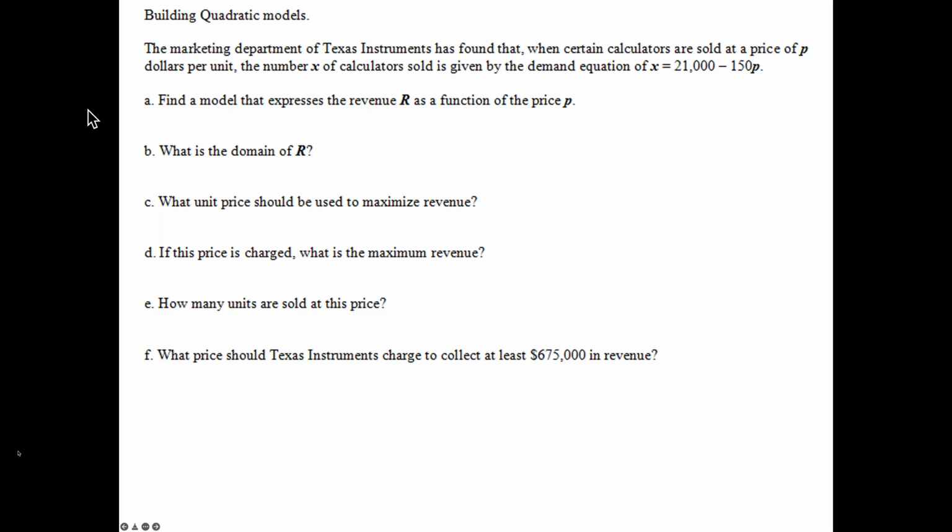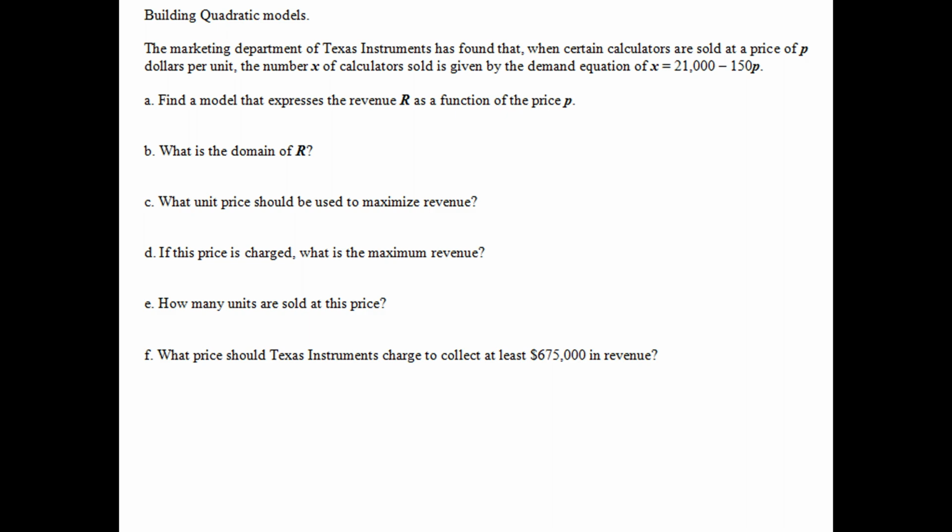All right, here's our video for section 4.4, building quadratic models, given verbal description. So the marketing department of Texas Instruments has found that when certain calculators are sold at a price of P dollars per unit, the number X of calculators sold is given by the demand equation X equals 21,000 minus 150P. Find a model that expresses the revenue R as a function of price.